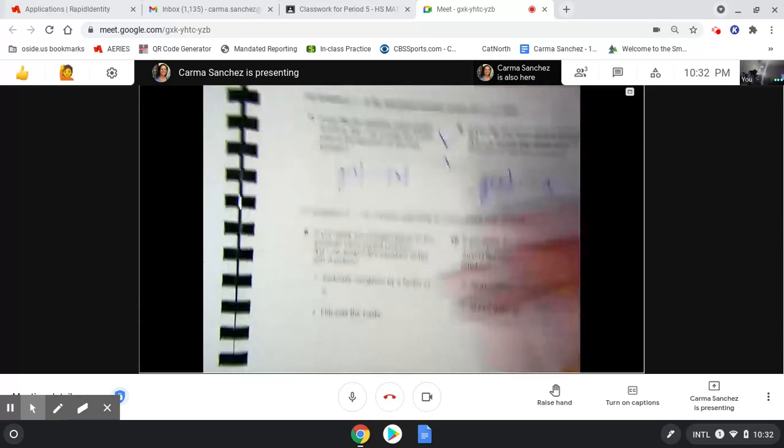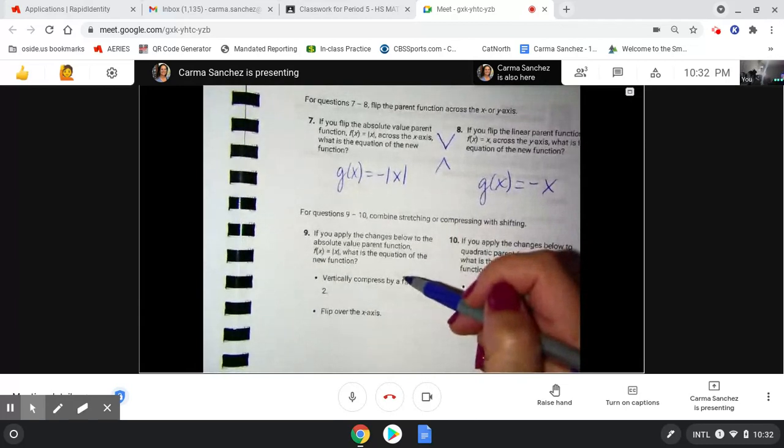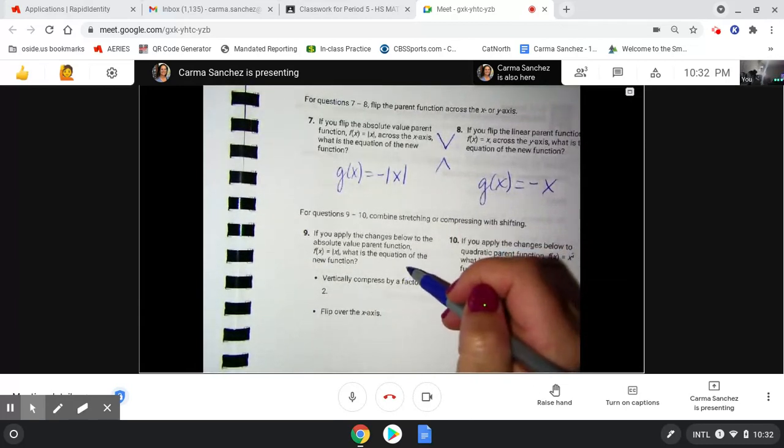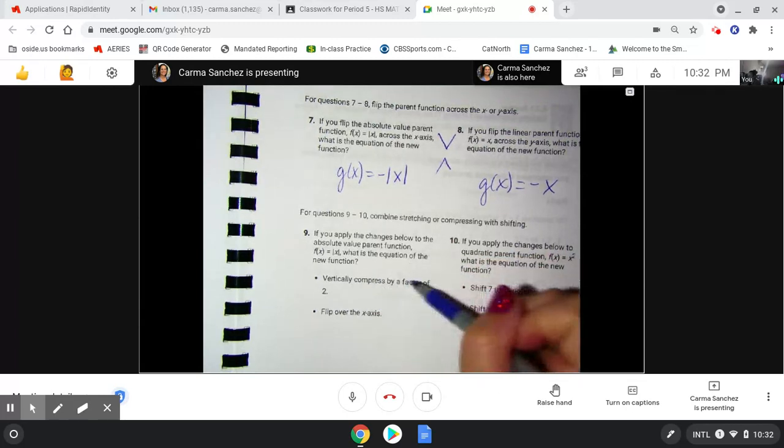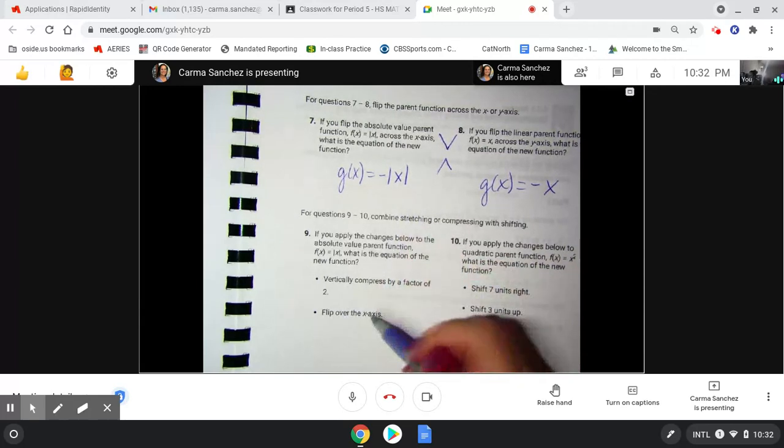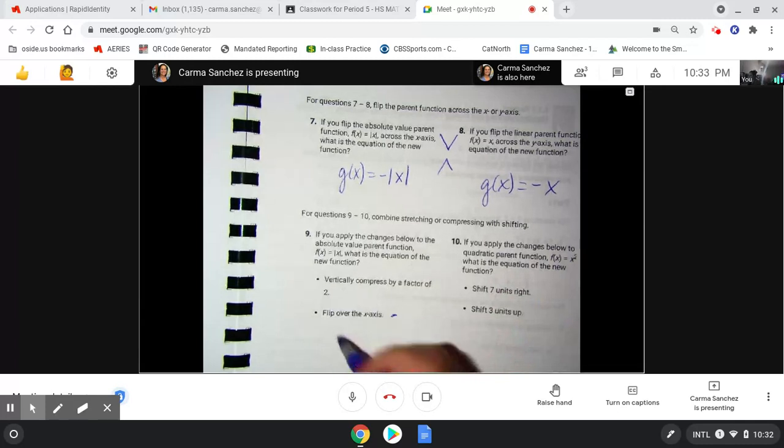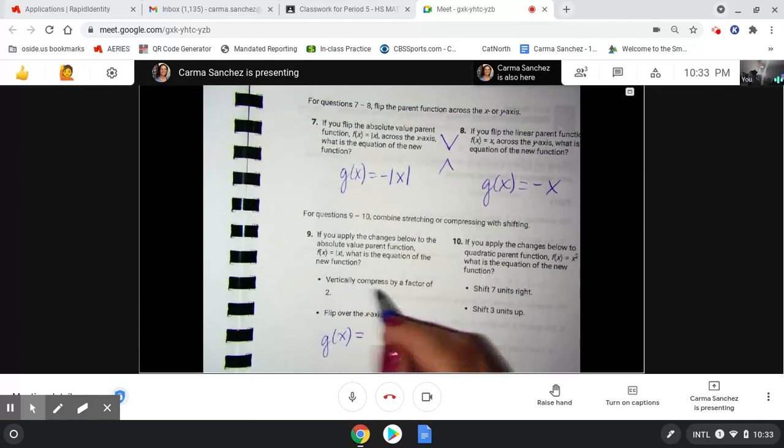Done. Finally, 9 and 10, if you apply the changes below to the absolute value parent function, what is the equation of the new function? So we want to vertically compress by a factor of 2, and we want to flip it over the x-axis. That means a negative is going to be in there. So here I go. New function g of x is equal to vertically compressing factor of 2. That's going to be negative 1/2. Well, technically it's just the 1/2. And then the negative is because of the flip.